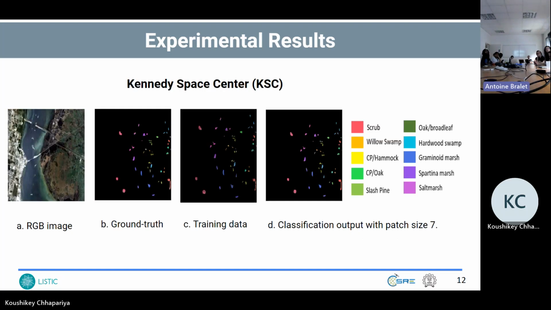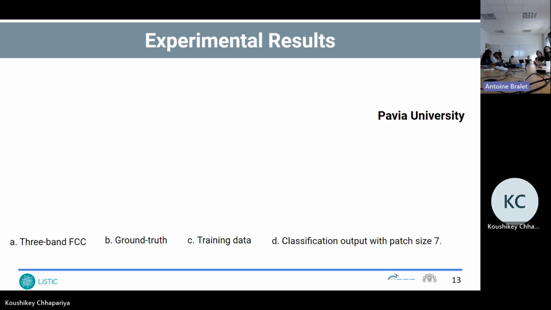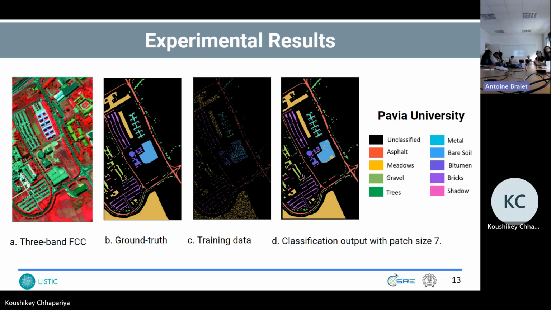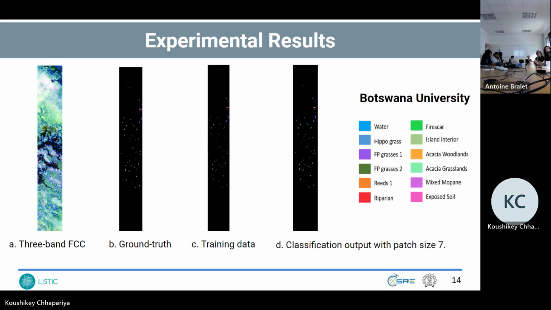Similarly, this is for the Kennedy Space Center. You can see the satellite data. They have a lot of information like bridges, rivers, land areas, land covers. This is the Pavia University. And again, this is the Botswana University dataset.